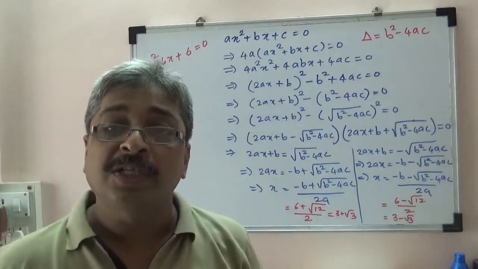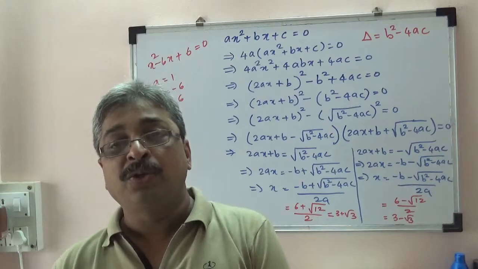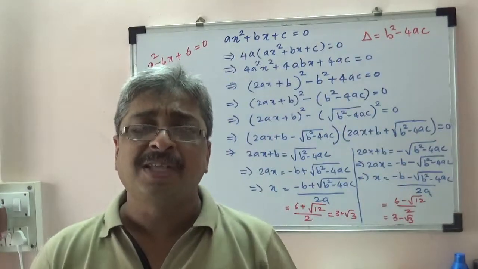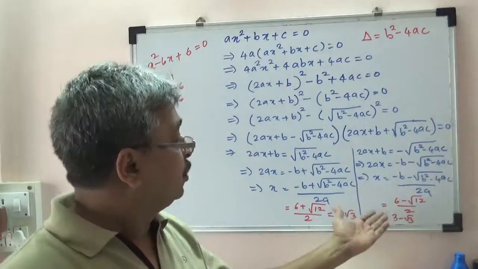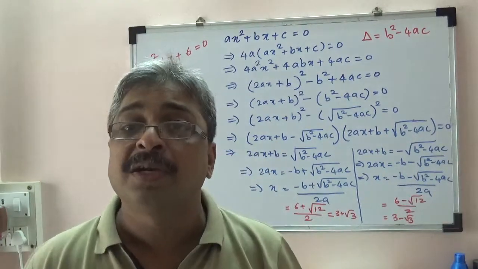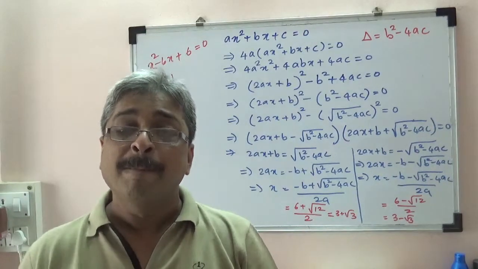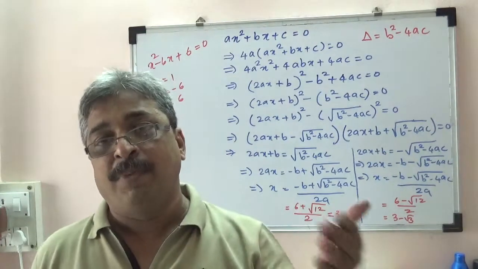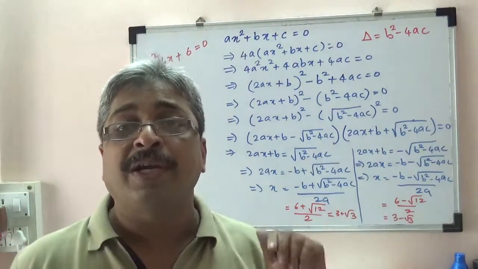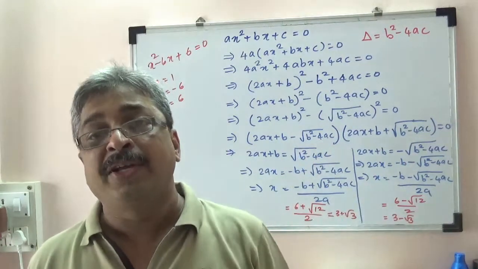Therefore, this is the general method. This proof is important. You try your level best to remember this proof. Write it several times, and you need to remember this formula by heart: x is equal to (minus b plus minus under root b square minus 4ac) upon 2a. It is important. Remember it forever, because solving quadratic equations is very, very important.